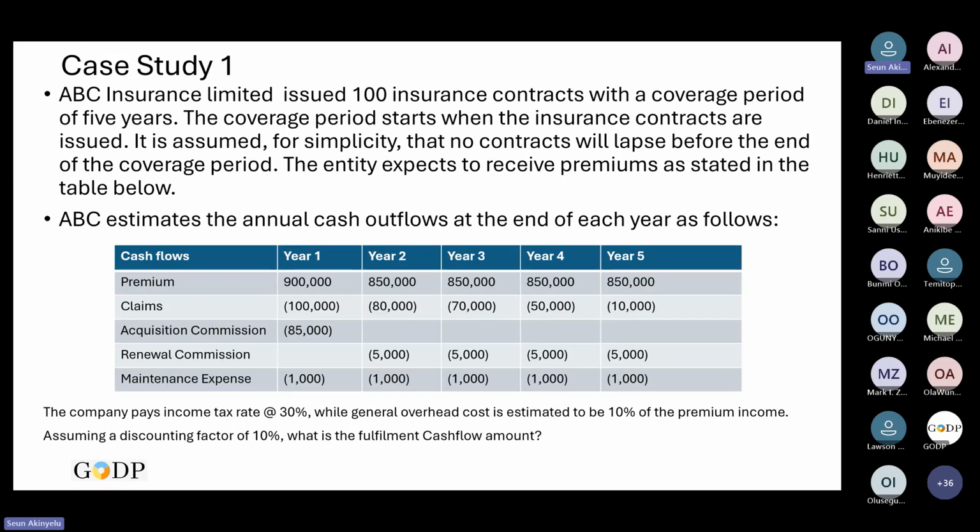ABC estimates the annual cash flows at the end of the period as this. So the premiums he expects to get is what I put there. Claims that he expects to pay is what I put there. Acquisition cost is what I put there. Renewal commission and maintenance expense is what I put there. The company pays an income tax of 30%, while the general overhead cost is estimated to be 10% of the premium. Assuming a discounting factor of 10%, what is the fulfillment cash flow? So I want to calculate what the fulfillment cash flow on this particular thing is.